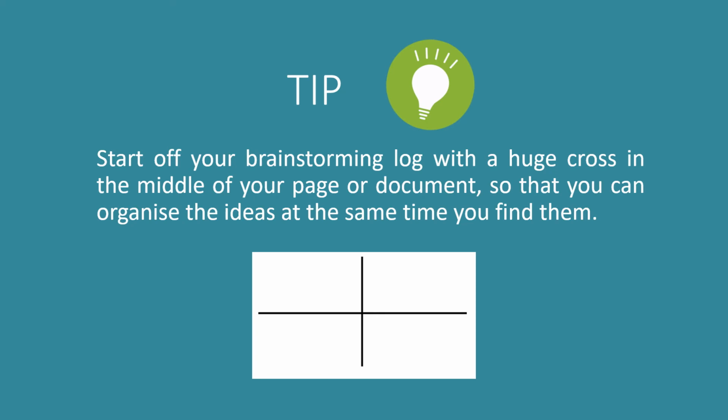A very important tip when you start off your brainstorming log: use a huge cross in the middle of your page or document. You can number them 1, 2, 3, 4 or introduction, body, conclusion as you like, or with nothing. But use the cross and organize your ideas at the same time you find them. This way you make a note of your ideas and you're organizing them at the same time. It's a time saver.